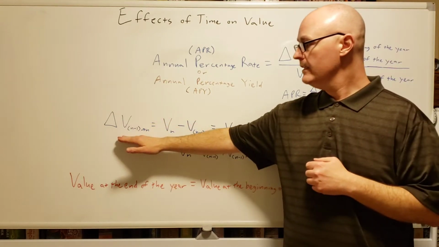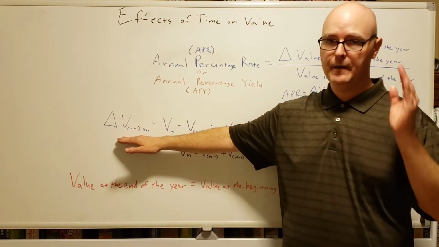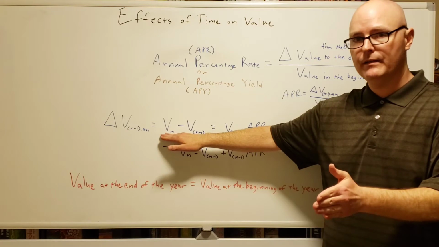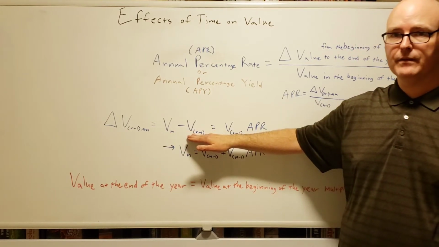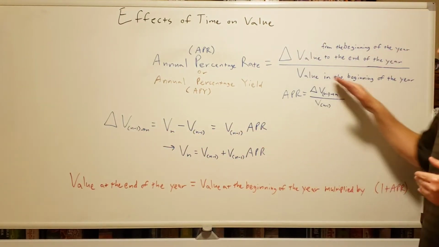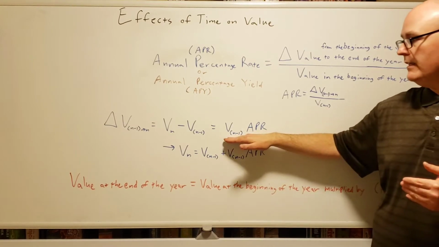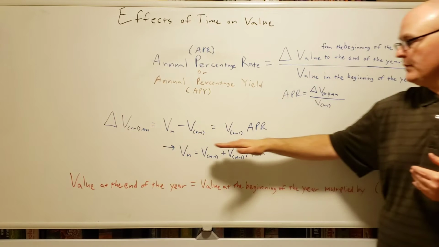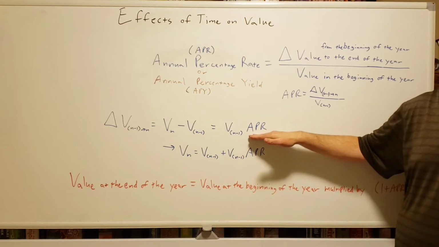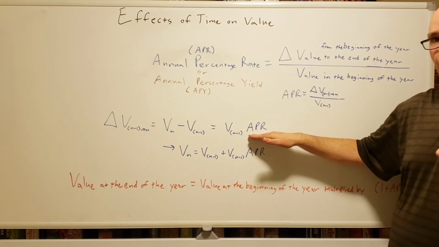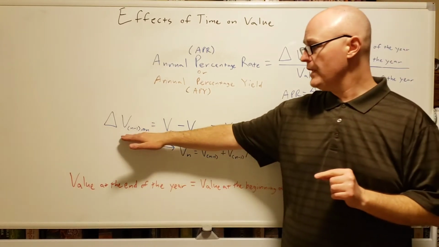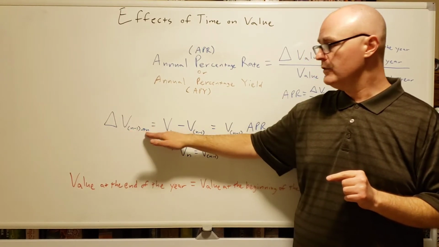I can define the change in value from the beginning of the year to the end of the year as the value that I end with minus the value that I started with. That's a definition of the change in value. Using this equation, I can say that the change in value is equal to the amount I started with at the beginning of the year multiplied by the APR. Very important that we understand this only covers 1 year. Only covers 1 year of change. This is only the change from the beginning of a year to the end of a year.